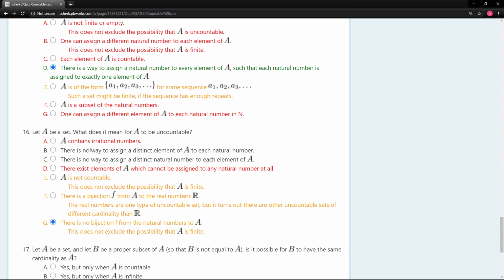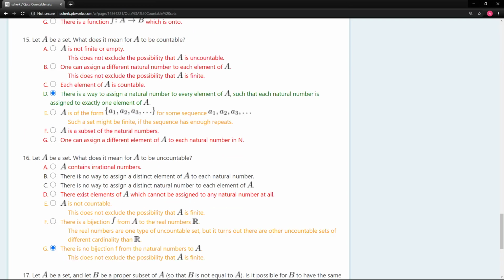Fair enough. Back to B and C, which sound very similar, that I actually want to focus on a lot. There is no way to assign a distinct element of A to each natural number. There is no way to assign a distinct natural number to each element of A. They sound so similar. So here I think they're saying on the right hand side you couldn't find, and I'm gonna go with B.